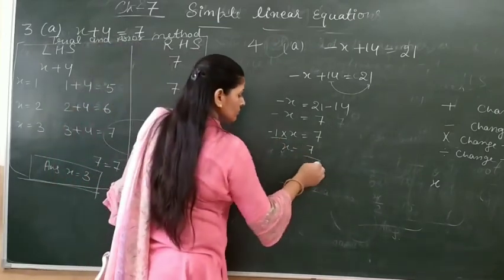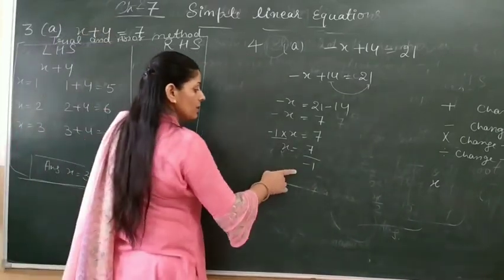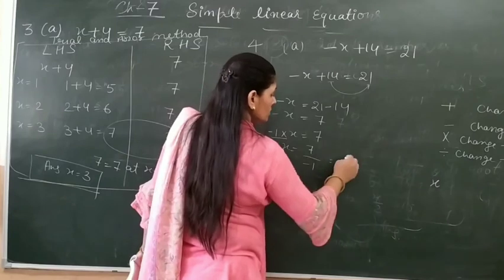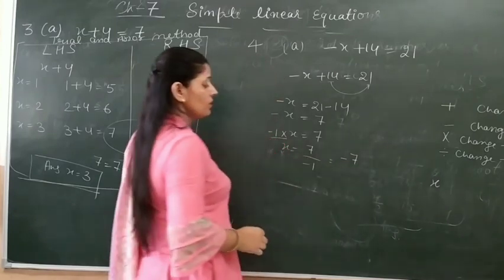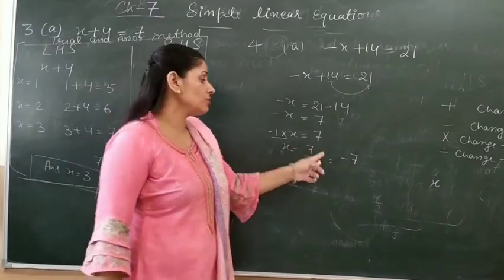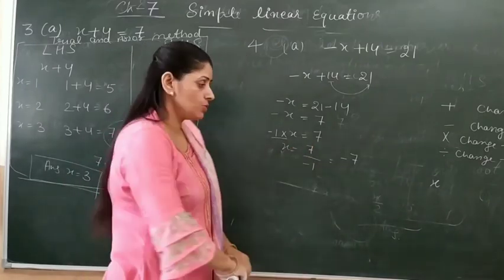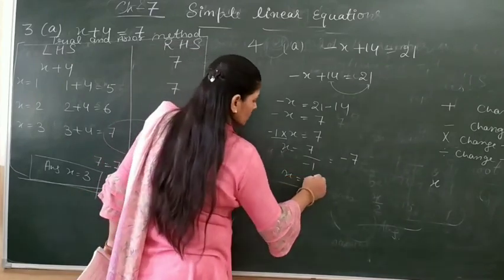Now divide 7 divided by minus 1, and this is minus. So if numerator is negative or denominator is negative, then the fraction is negative. So 7 is negative. So x is minus 7.